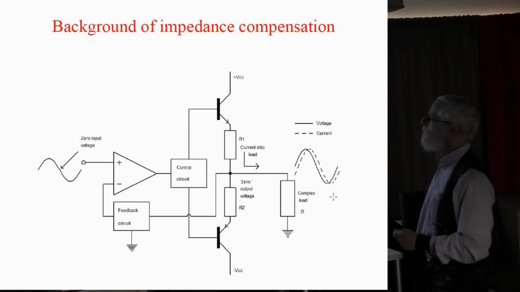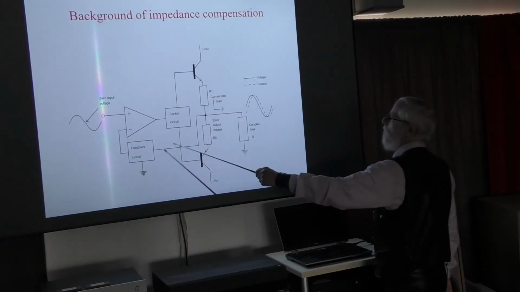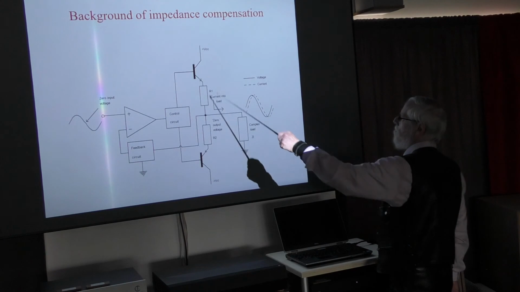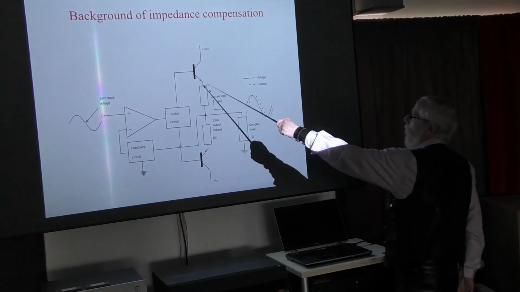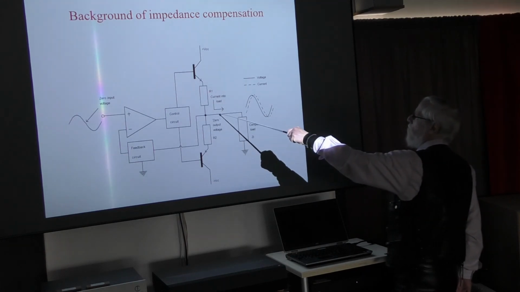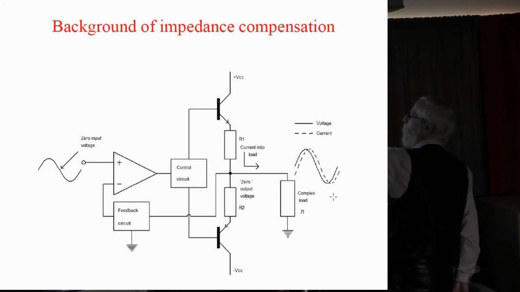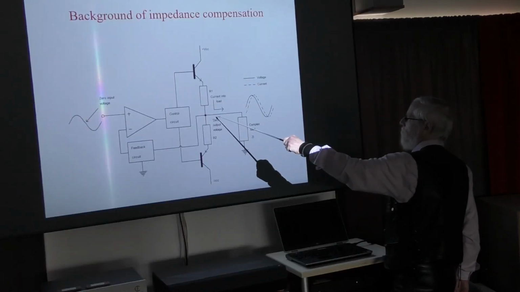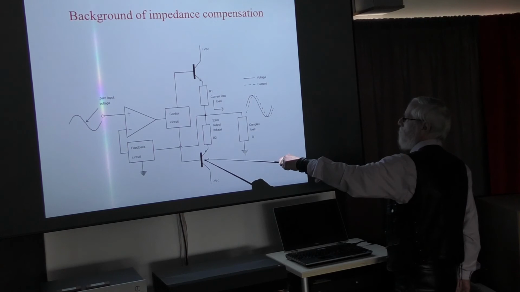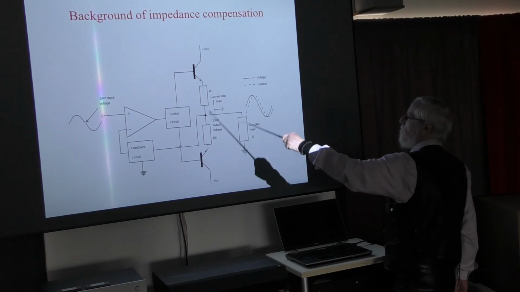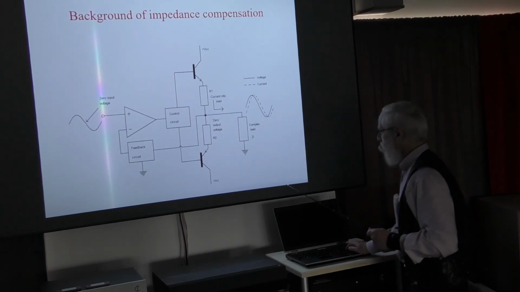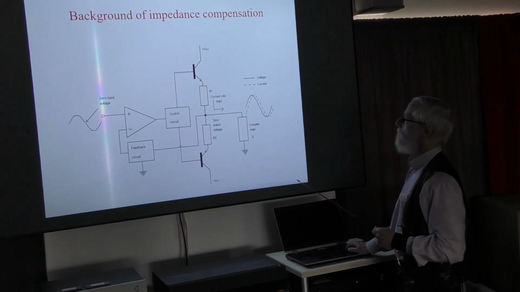I can illustrate it here. This is very simple. This is the mu, the feedback circuit, this control circuit for the power stage. And in order to get a positive output voltage, this transistor needs to be open, but in order to drain the negative current, this one has to be open. Whereas with an ordinary AB power amplifier, this cannot be done.